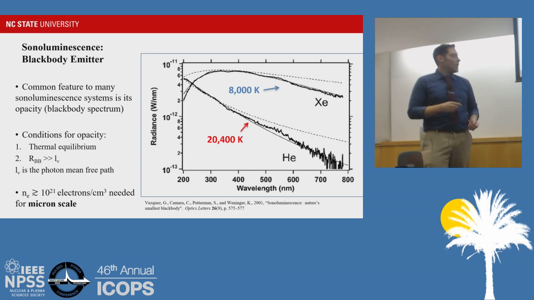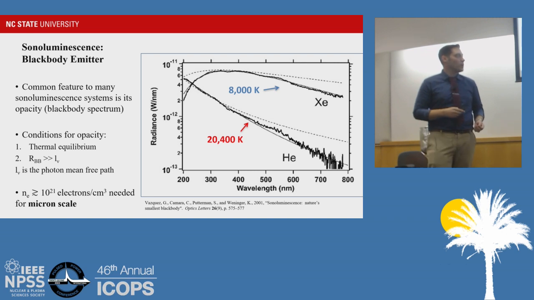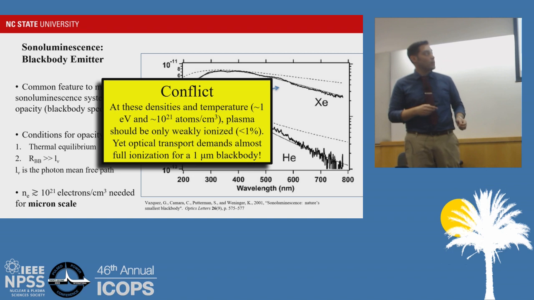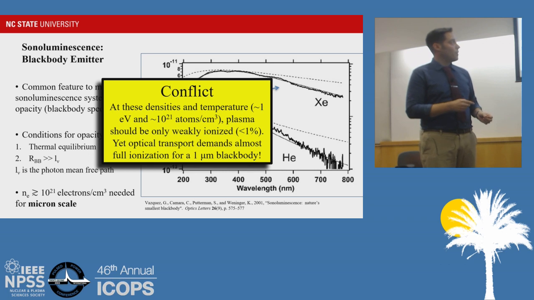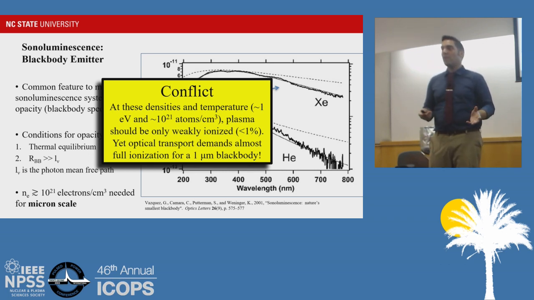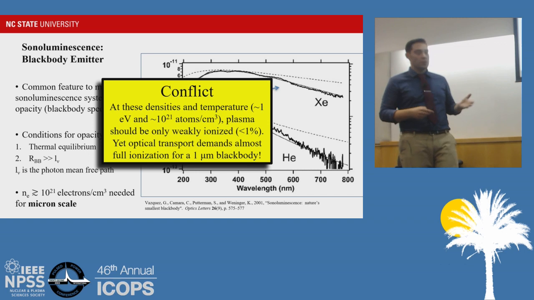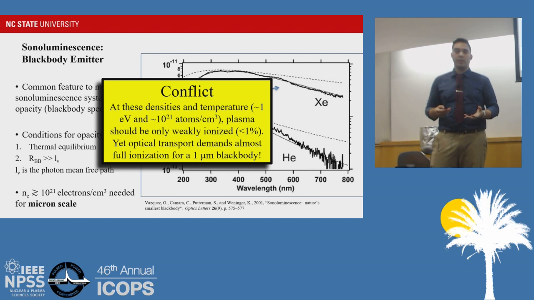And so that means that if you were to follow plasma theory, you need over 10 to the 21 electrons per centimeter cubed for that 1 micron scale. And for these plasma conditions and temperatures, 1 eV and 10 to the 21, this creates a conflict. The reason is because based on plasma theory, it should be very weakly ionized, less than 1%. Yet we see this incredible amount of ionization, almost the full level. So there's a conflict in this field, and it wasn't quite clear what we were seeing here.